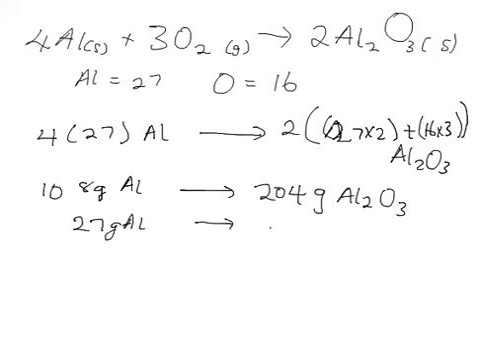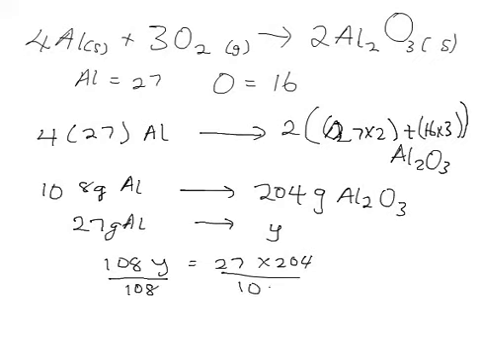So you can have your value here, maybe you can name it as y. So you cross multiply. 108y is equal to 27 times 204. You don't have to bother multiplying, just simplify. This will cancel this, then 27 here is 1, 108 here is 4, and you can divide this. 4 into 4 is 1, 4 into 20 is 5, and 4 into 4 is 1. So we are left with 51 grams of aluminium oxide.